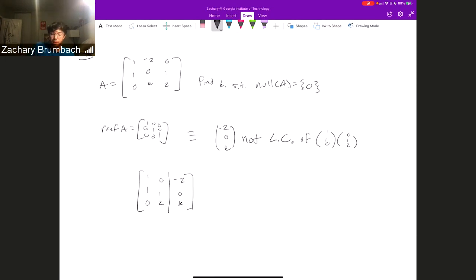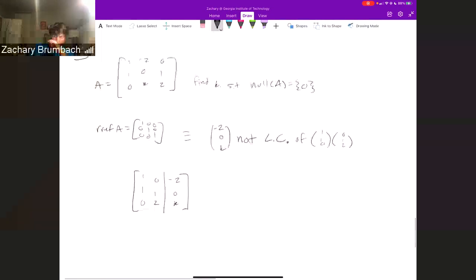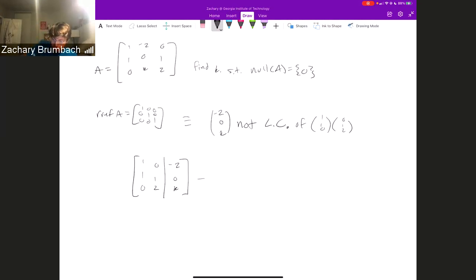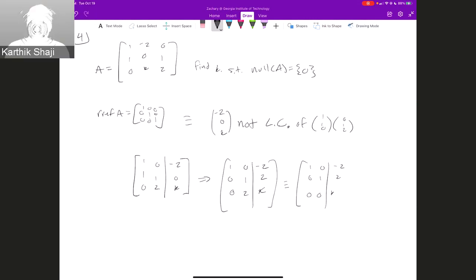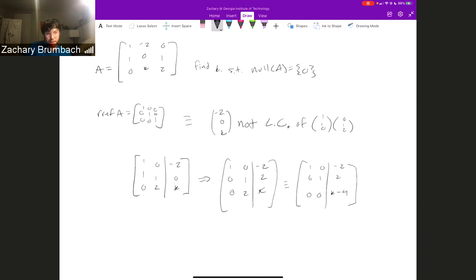If it isn't, that means that this will be inconsistent. So our goal is to get this to be inconsistent. Okay. So let's do some row reduction. We obviously know that the first entry is equal to negative 2. So 1, 0, negative 2, 0, 1, 2. Okay. 0, 2, k. And then from here we reduce just a little bit more. 1, 0, negative 2, 2, 0. Oh, damn it. Zero. Now we're reducing that one again, and now we get k minus 4. For this to be inconsistent, this has to be non-zero.